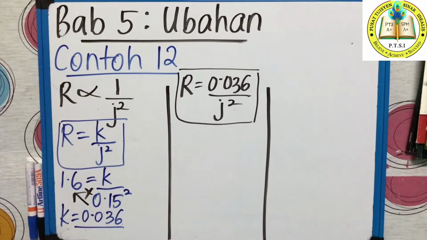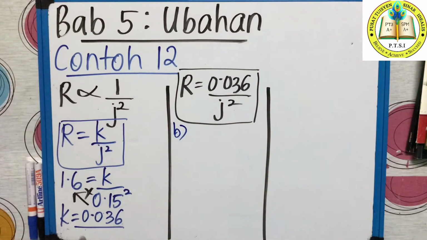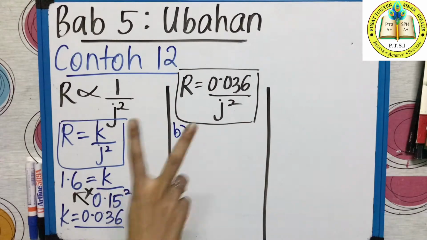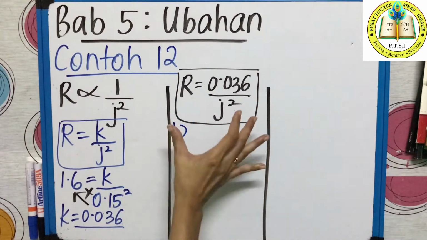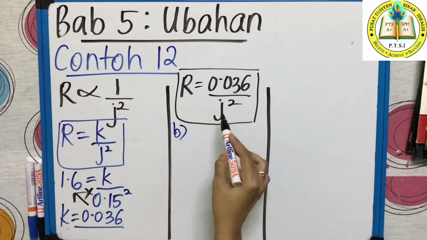Sekarang cikgu pergi ke soalan B. Okay, soalan B ni kamu perlu cari nilai. So teacher put here B. Remember class, always the first working, find K. Then you get equation. From that equation, you find the value. Kamu cari nilai. So how to get the value? Very easy. You see the B question there. Hitung rintangan apabila jejari 0.2.